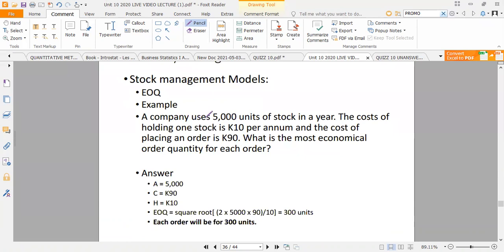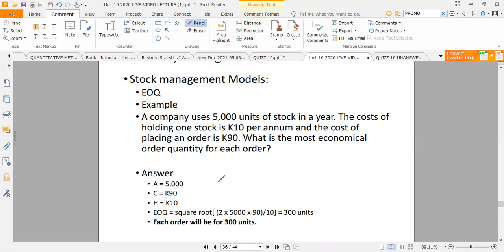A company uses 5,000 units of stock in a year. The cost of handling one stock is 10 kwacha per annum. The cost of placing an order is 90 kwacha. What is the most economic order quantity for each order?